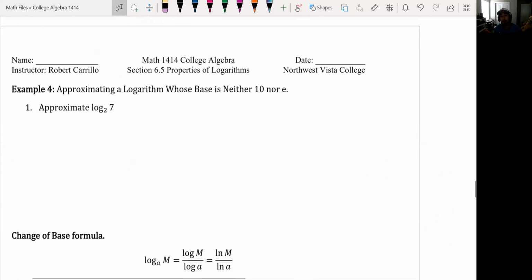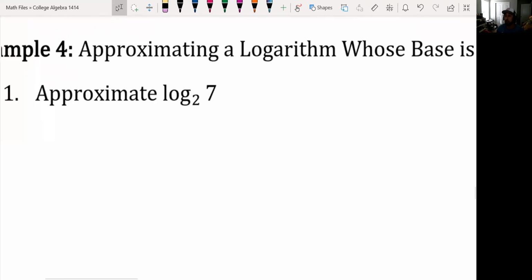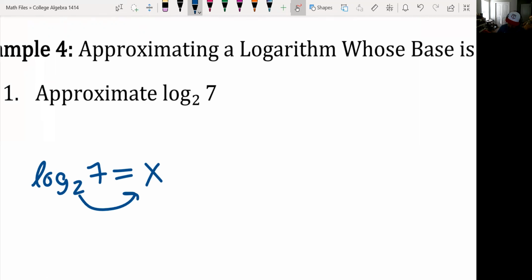Okay, moving on. So this is about approximating a logarithm whose base is neither 10 nor e. How do we approximate this log? Well, if you remember from the last section, we take the log and set it equal to our favorite variable. So let's say we'll set it equal to x. And now, in order to solve this log, you have to convert it from log to exponential. So remember that the 2 gets raised to the x, and then you set it all equal to the inside of the log, which is 7.